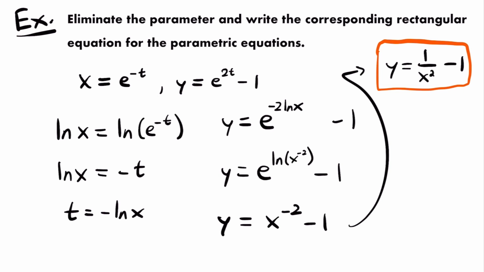All right, and now one more thing that I forgot to mention that you should probably add on to this answer is that since we took the natural log of x, the natural log function is only defined for positive values of x, or values of x greater than 0. So because we took the natural log of x, this rectangular equation is only going to be defined when x is greater than 0. We can't use any values of x that are less than or equal to 0 because the natural log of x is not defined for those values.